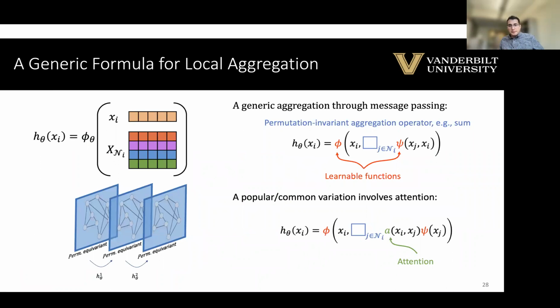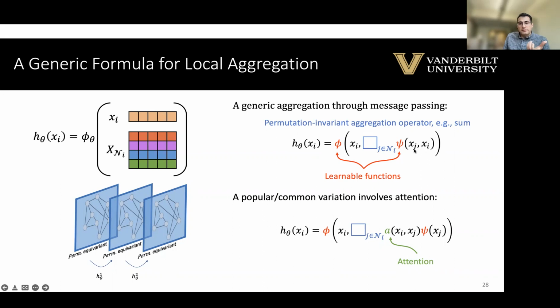Okay, so just to be a little bit more precise and clarify some of these ideas of the local aggregation of messages on the graph, we can define a generic formula for these local aggregations, these h thetas that we define. And this generic aggregation could be done through a process called message passing. Okay, so what do we mean by message passing? In each layer of our neural network, we have our phi, which is a learnable function, dependent on x_i, the node features for node i. And this is a permutation invariant aggregation operator, for example, sum. Okay. And we have this permutation invariant aggregation of some function psi that's a function of x_j and x_i.